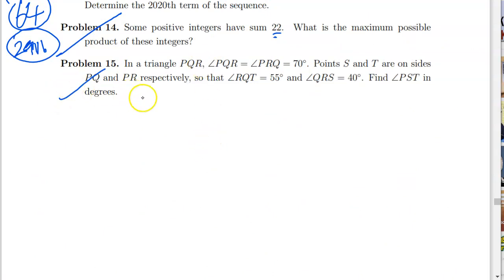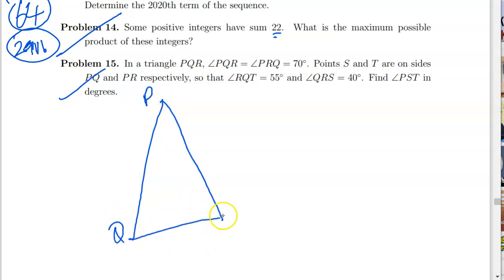So here we will have problem 15. This one is also geometry, so also don't get daunted by it. It's actually quite easy if you can make these observations. So I'll be drawing as I speak. In a triangle PQR, angle PQR, so it's this one, is equal to angle PRQ, so it's this one. Both of them are equal to 70 degrees.